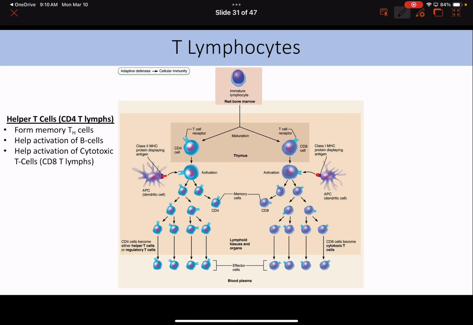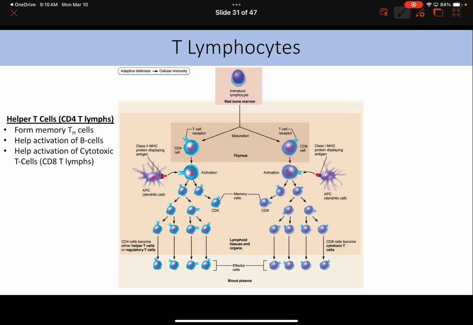Okay, a little bit more about T cells. You do not have to know this huge diagram. Just take away the bullet points. So helper T cells, they do form memory helper T cells. These are ones that stick around for years to make sure that we're ready when a foreign invader comes to us again. Why they're called helper T cells is that they help with the activation of B cells and they help with the activation of cytotoxic T cells as well.